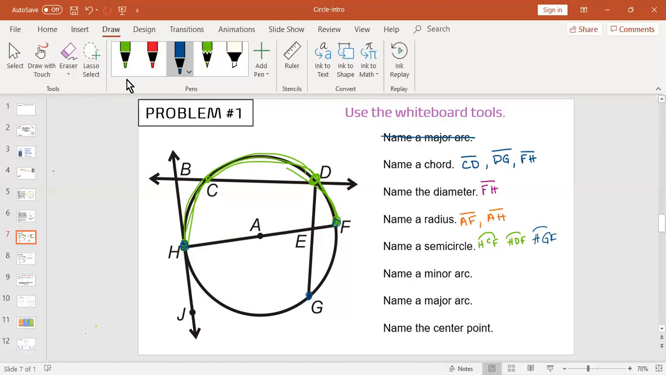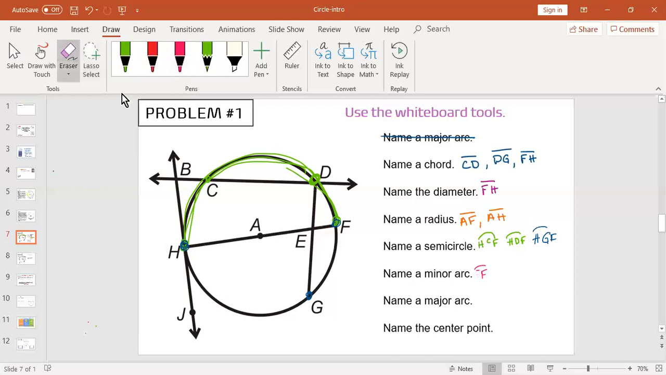Okay, I could say H to F as well, and that would work because the quickest path from H to F around the circle is the semicircle. That would work as well. All right, so a minor arc. I got lots of these. I could say EF. Definitely last.